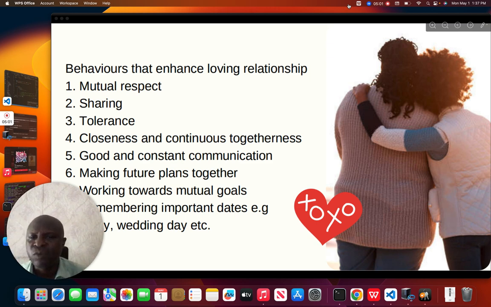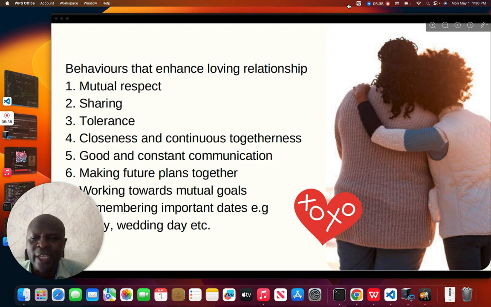Also, you make future plans together, planning exactly based on your ambitions. You want to become a medical doctor, you want to become an accountant, you want to become an engineer, you want to become a nurse. You plan together. You discuss what are ways, what are things that we need to do that will help us to achieve this. Then you must work towards mutual goals. Those goals you are setting for yourself, you must plan. You must think of how to achieve those goals.